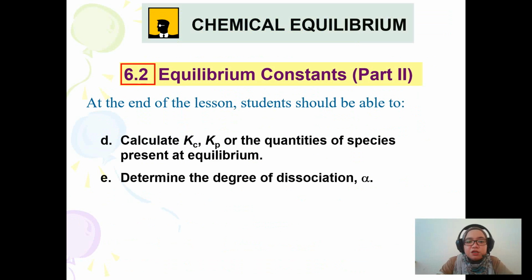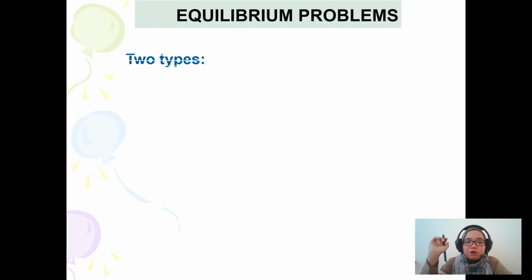Okay, now we are going to look at equilibrium constants part 2. In this part 2, we are going to calculate Kc, Kp or the quantities of species present at equilibrium and determine the degree of dissociation. Basically, in equilibrium problems, chapter 6, there are two types of problems.